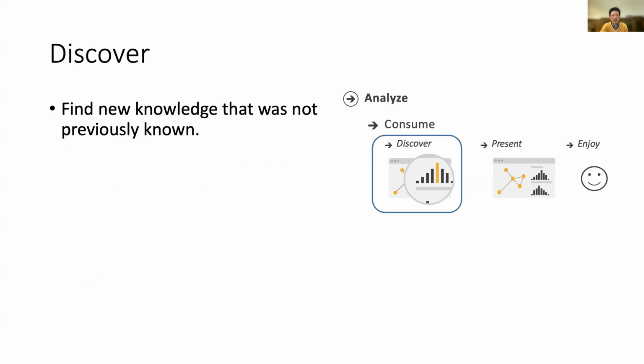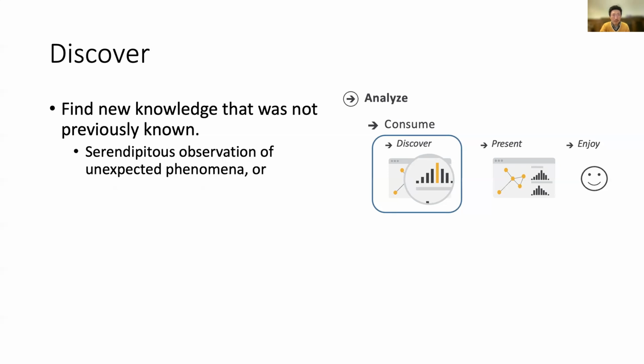Okay, so a bit more about discover, as we said. First, consume is probably the most common one. In terms of data, you want to find something from the data. And discover is finding something you didn't know before. Sometimes this could be by chance. So again, there are two quite important types of discoveries.